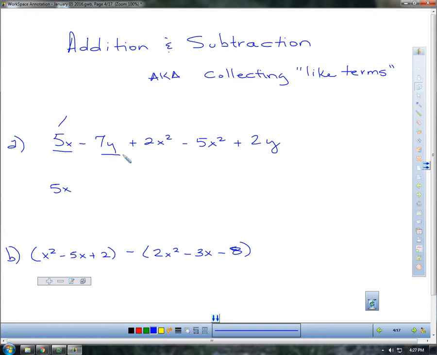Are there any other y's? So I have negative 7y and 2y, which would make negative 5y. Okay, I just added them together. Negative 7 plus 2 is negative 5. We're done with those.